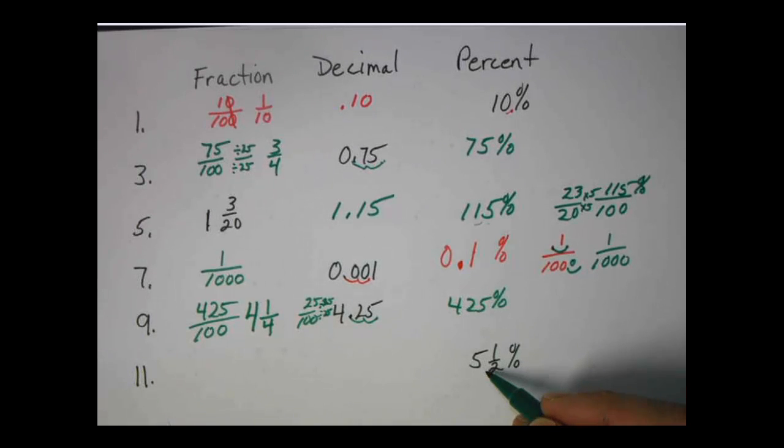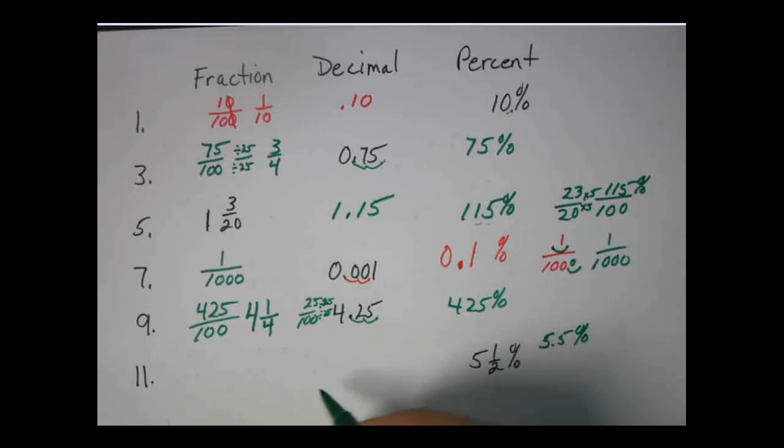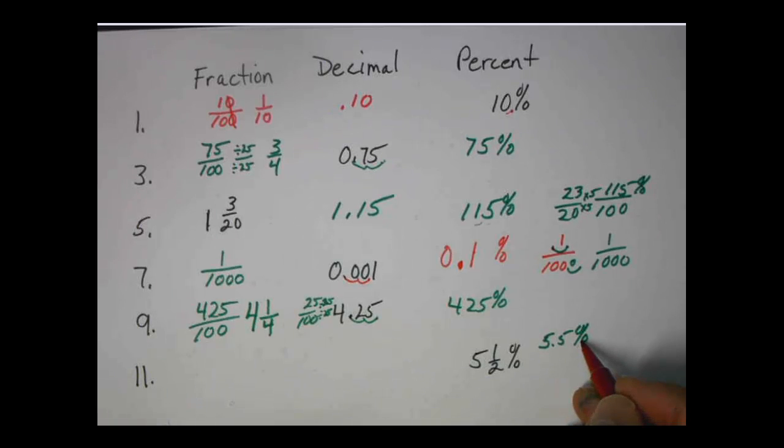So we have a percent, or a fraction percent, so let's work over here on the side. So let's change this to a decimal. So 5.5%, we just converted 1/2 as a decimal, it's 0.5. Okay, remember we're going to move it 2 spots to the left in order to convert a percent to a decimal. 1, 2.